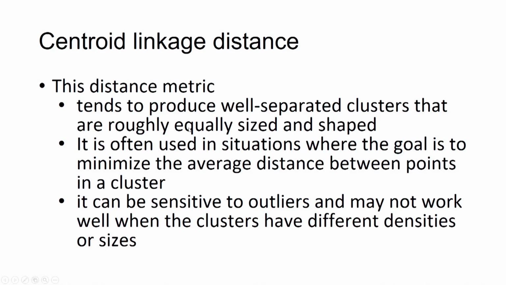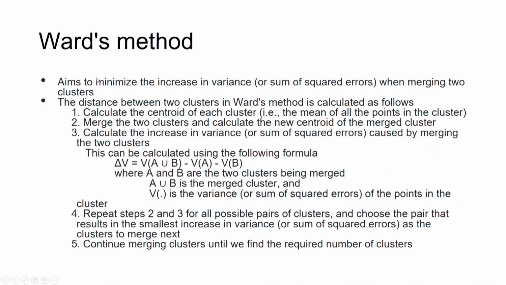So, we can say that this may be the best way for calculating distance between two clusters, and generally our goal is to minimize average distance between points in a cluster. But it can be sensitive to outliers, and it may not work well when the clusters have different densities or sizes. But centroid linkage distance is one of the ways that we can use for finding distance between two clusters.